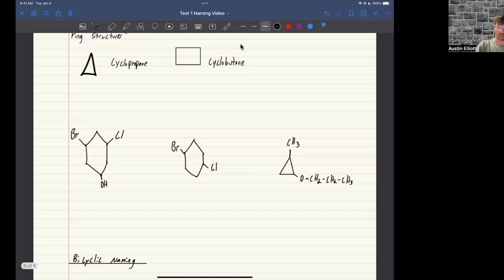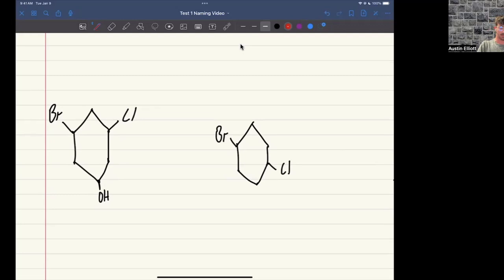This first one, numbering can be a little bit difficult on ring structures, but in this case, we have an alcohol, which immediately is going to give us that 1. We have two different directions we can go: 1, 2, 3, 4, 5, 6, or 1, 2, 3, 4, 5, 6. In this case, it comes down to alphabetical order, and the bromo, once again, comes before chloro. So we're going to go with the purple numbering, which is our 1, 3, 5.